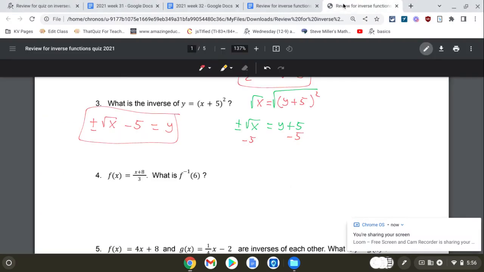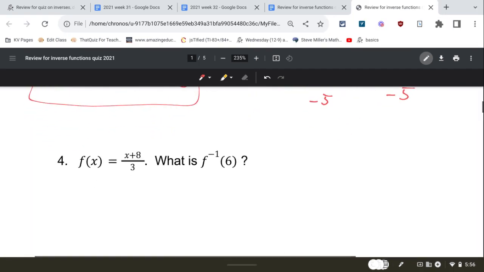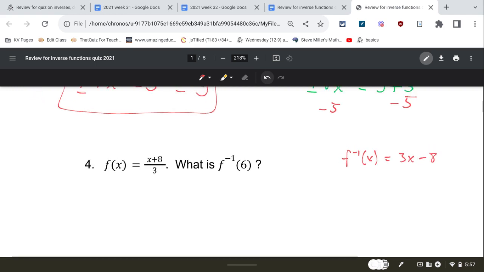All right, question 4. So they tell us f of x is (x plus 8) over 3, and they want to know f inverse of 6. Okay, that's how you read this. This means inverse. So what is f inverse of 6? Well, one way that you could answer this is by actually finding the inverse function, which is going to be 3x minus 8, and then you could just plug in 6 for x, all right? So what does that come out to?